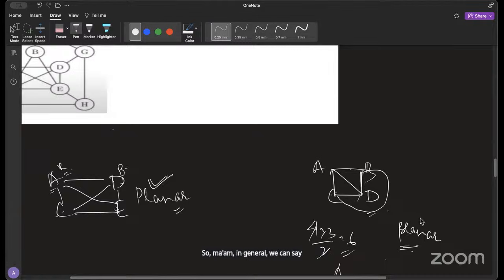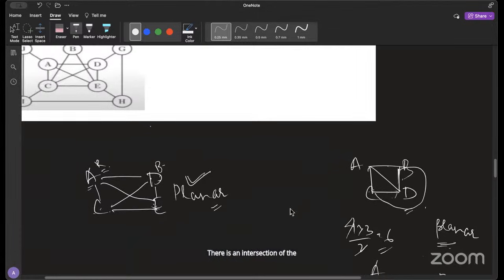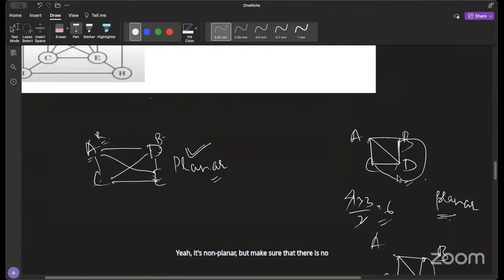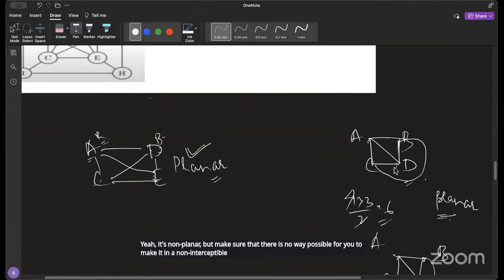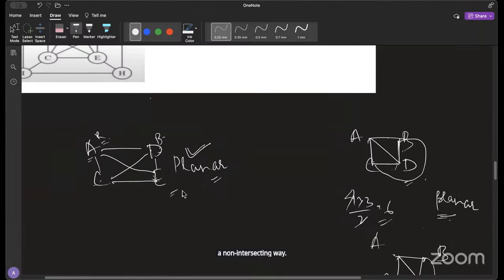We can say that our non-planar graph has edges that intersect each other, so there is an intersection of the edges. Yes, it's non-planar, but make sure that there is no way possible for you to make it in a non-intersecting way. Like this one can be made like this without intersecting any edges, right? Yes, ma'am. So this is still planar.